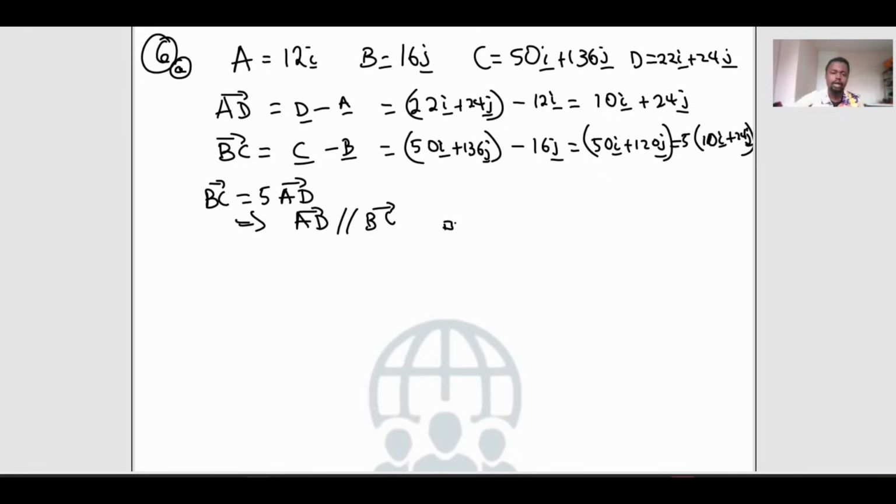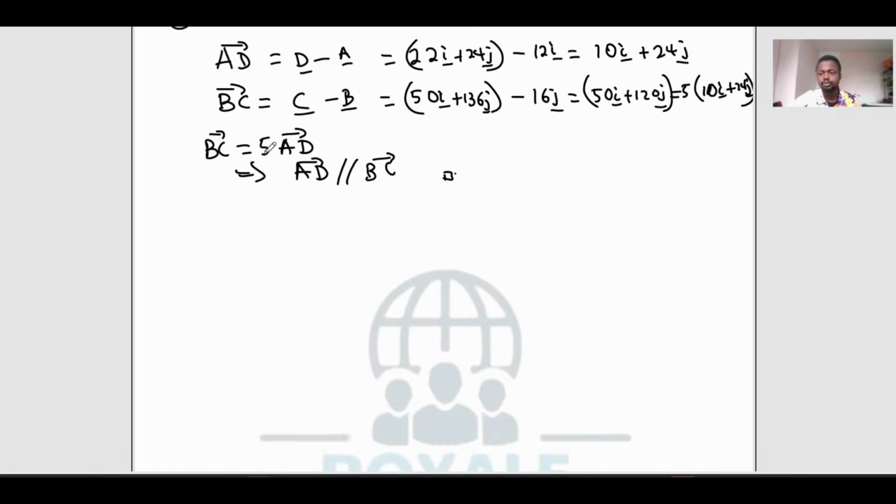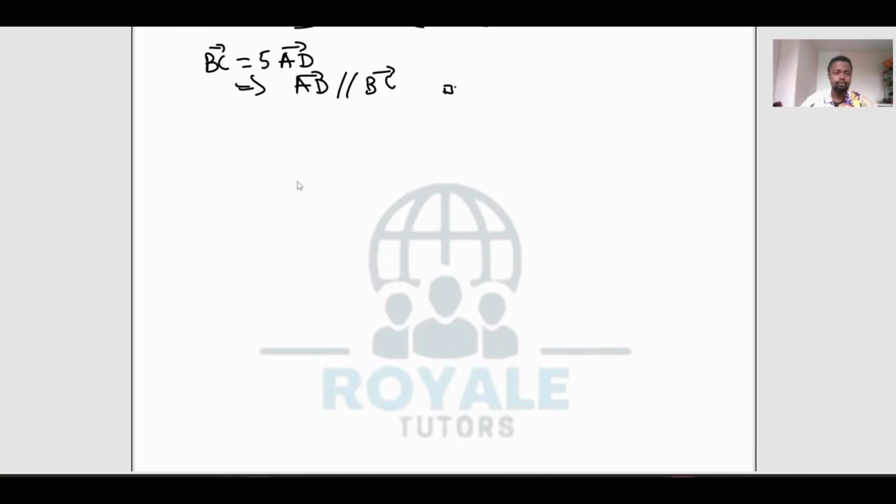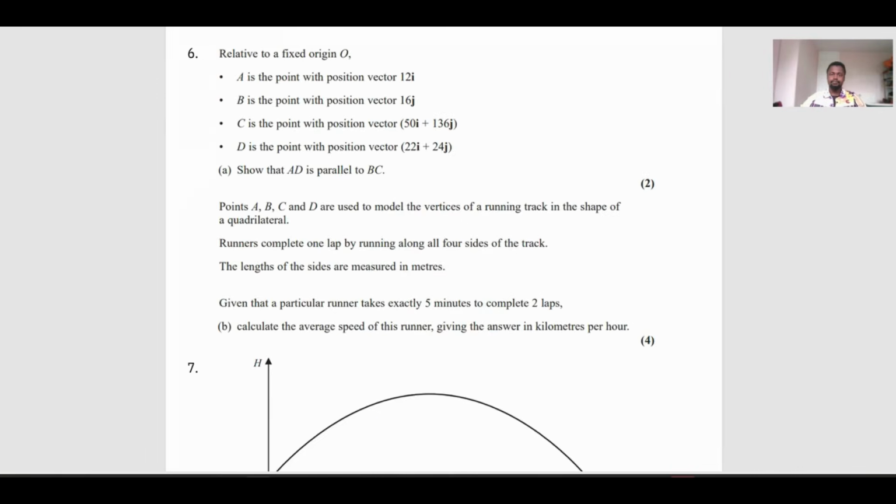All right. So as soon as you're able to put a vector as the multiple of the other vector, then you've proven the requirement. So that is 6a. So let's move to 6b.